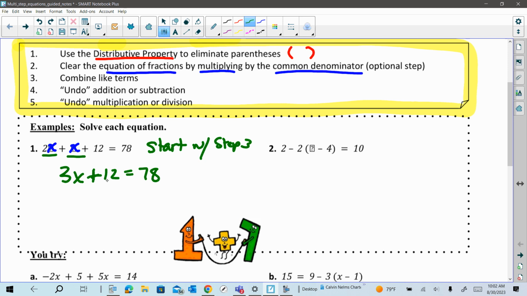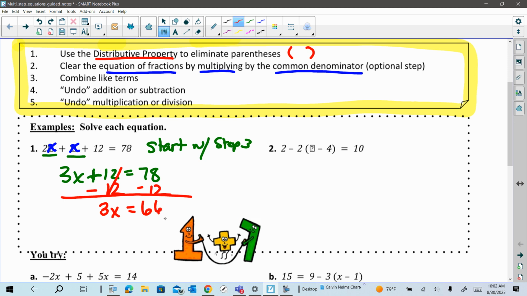So it says undo the addition or subtraction. So we have an addition here. So we need to undo it by doing the opposite, by subtracting 12 first. This would give us 3x.